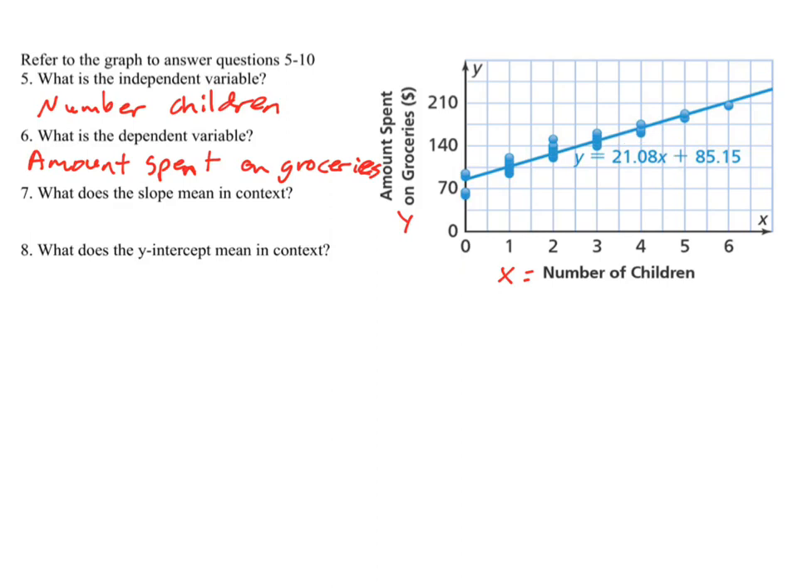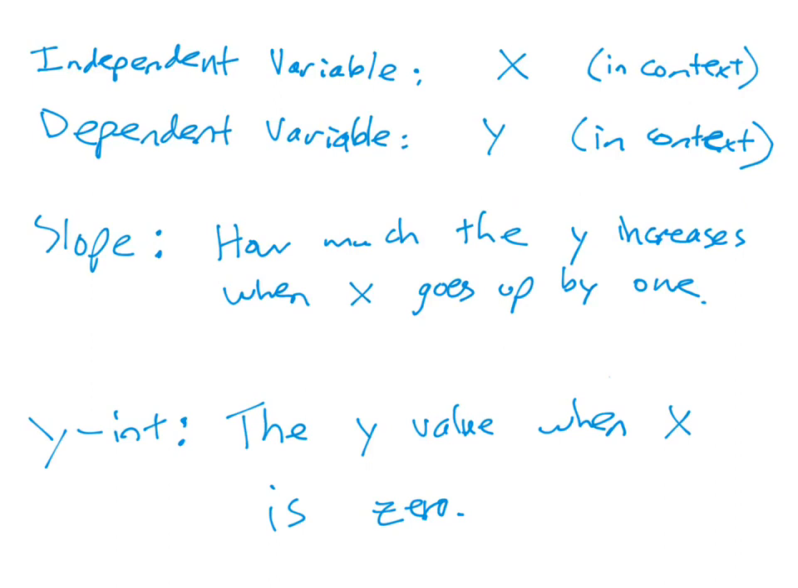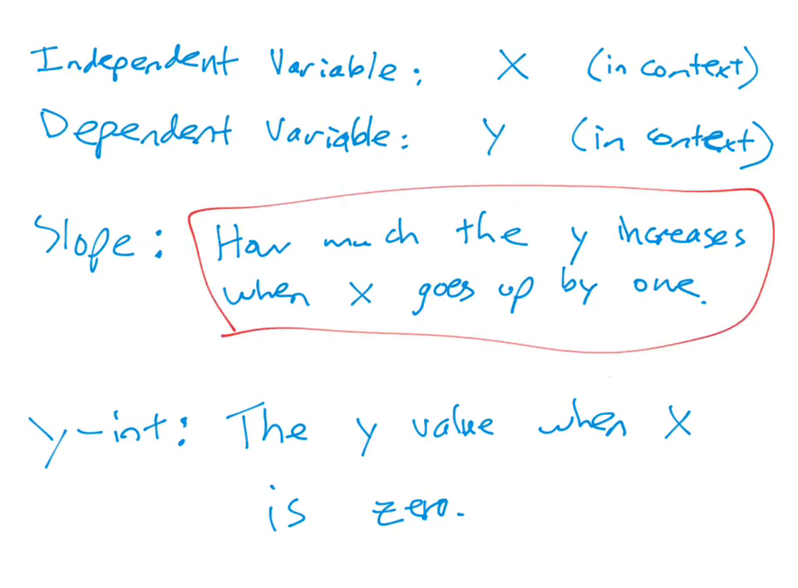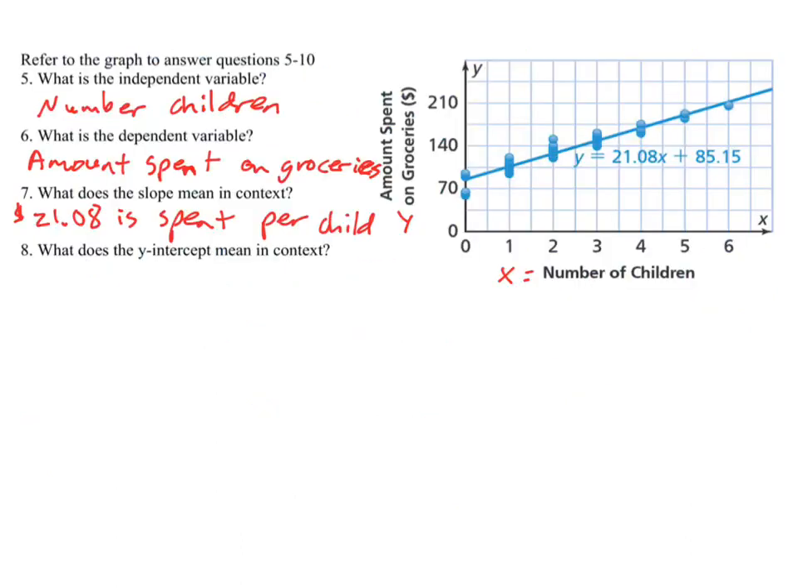And so the 21.08 is spent per child, okay? Or every time the number of children goes up by 1, you can expect the amount of groceries to go up by $21.08. Right, so that's going back to these guidelines here, right? How much the Y increases when X goes up by 1. So if number of children goes up by 1, the amount spent on groceries goes up by 21.08.